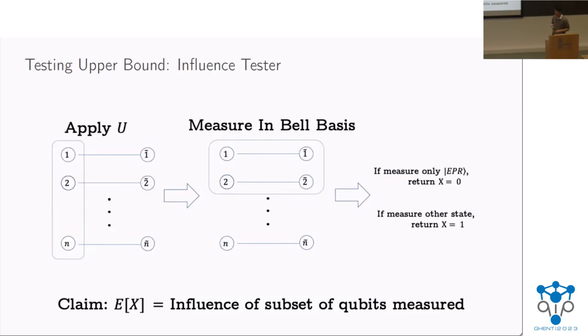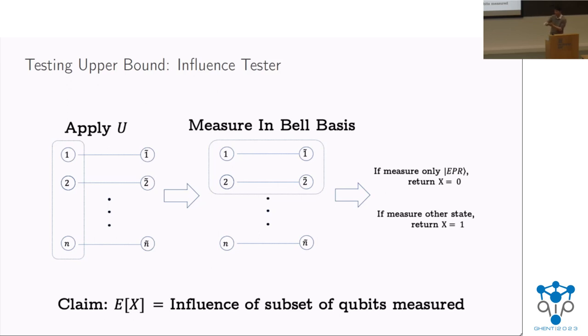So let me just illustrate this for you. First, we're going to prepare the Choi-Jamiołkowski isomorphism. That's done by taking n EPR pairs, and then we apply the unitary on just, say, the left half of it. Let's say we want our subset of qubits, for which we want to estimate the influence, to be 1 and 2. Then we'll measure these 4 qubits.